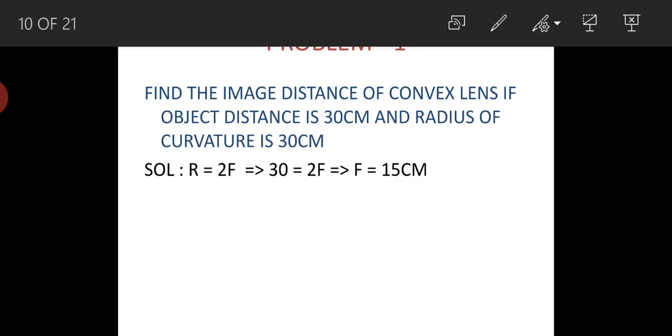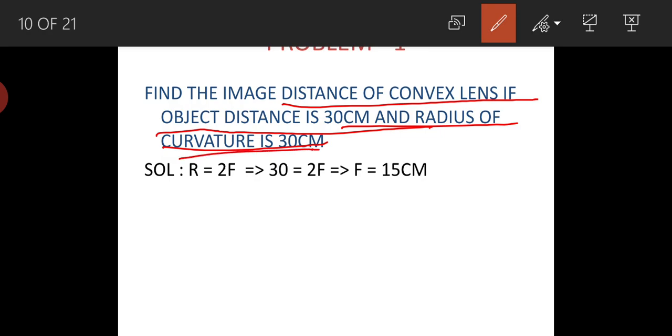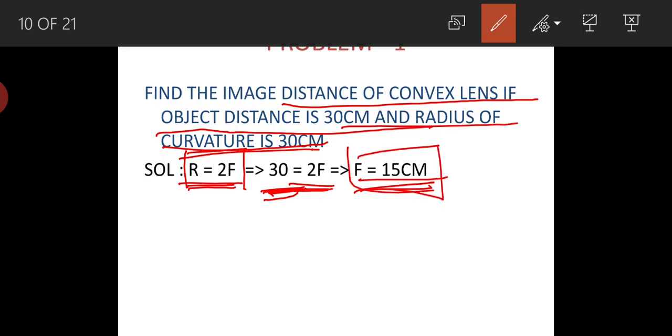First, problem 1. Find the image distance of a convex lens if object distance is given as 30 centimeters and radius of curvature is also given as 30 centimeters. So we know that radius of curvature R is equal to 2f. R is given as 30 centimeters. It means 30 is equal to 2f. From this, f is equal to 15 centimeters. And object distance u is equal to 30 centimeters. Now we need to find the image distance, that is, we need to find v.